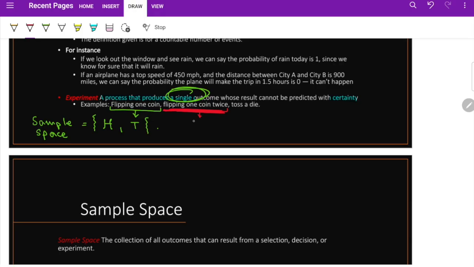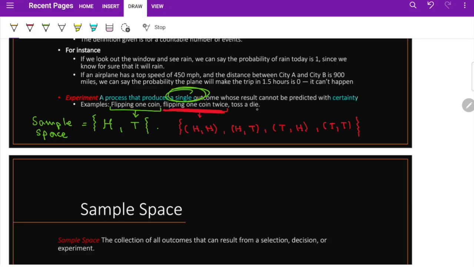So if you flip one coin twice, maybe you're going to get head and head. So this is a single outcome. Remember, this is a single outcome. Probably you're going to get head and tail. Or you're going to get tail in the first one, head in the second one. Or you're going to get tail and tail. All of these are single outcomes, and if I put all of them together, this represents what? The sample space. What is the sample space? It's the collection of all possible outcomes that resulted from this experiment.